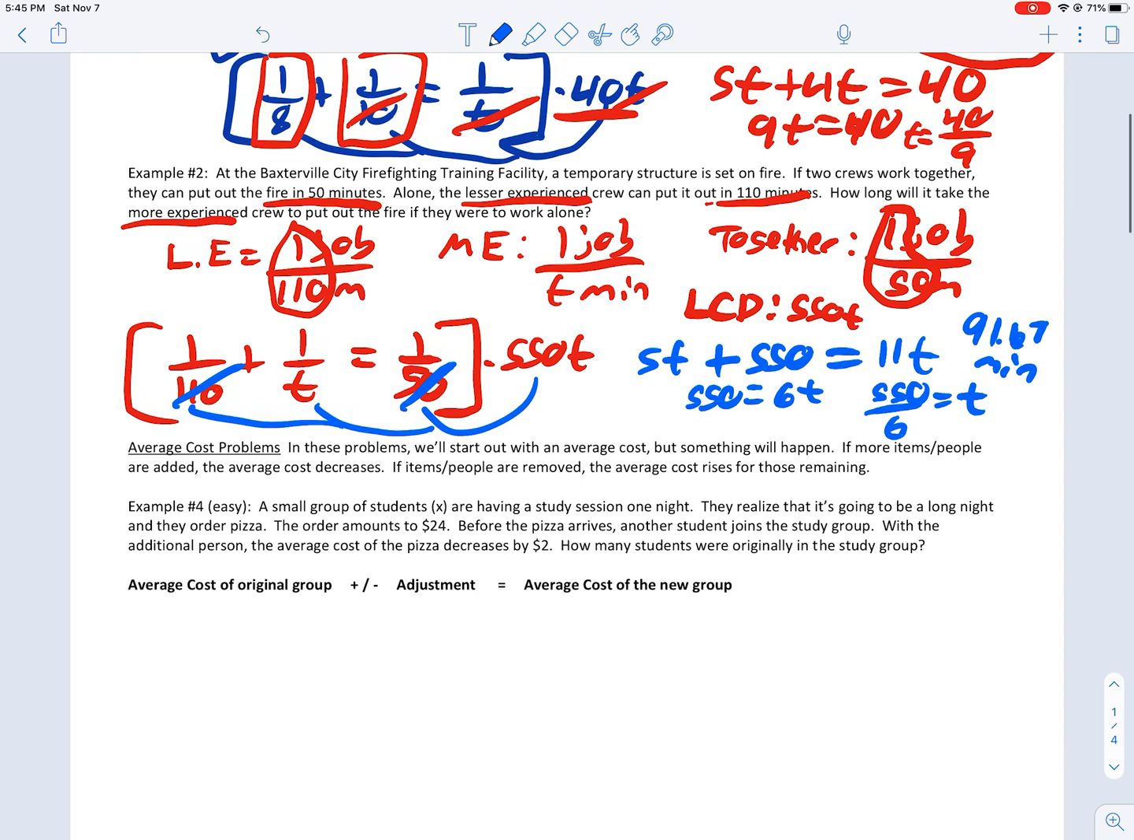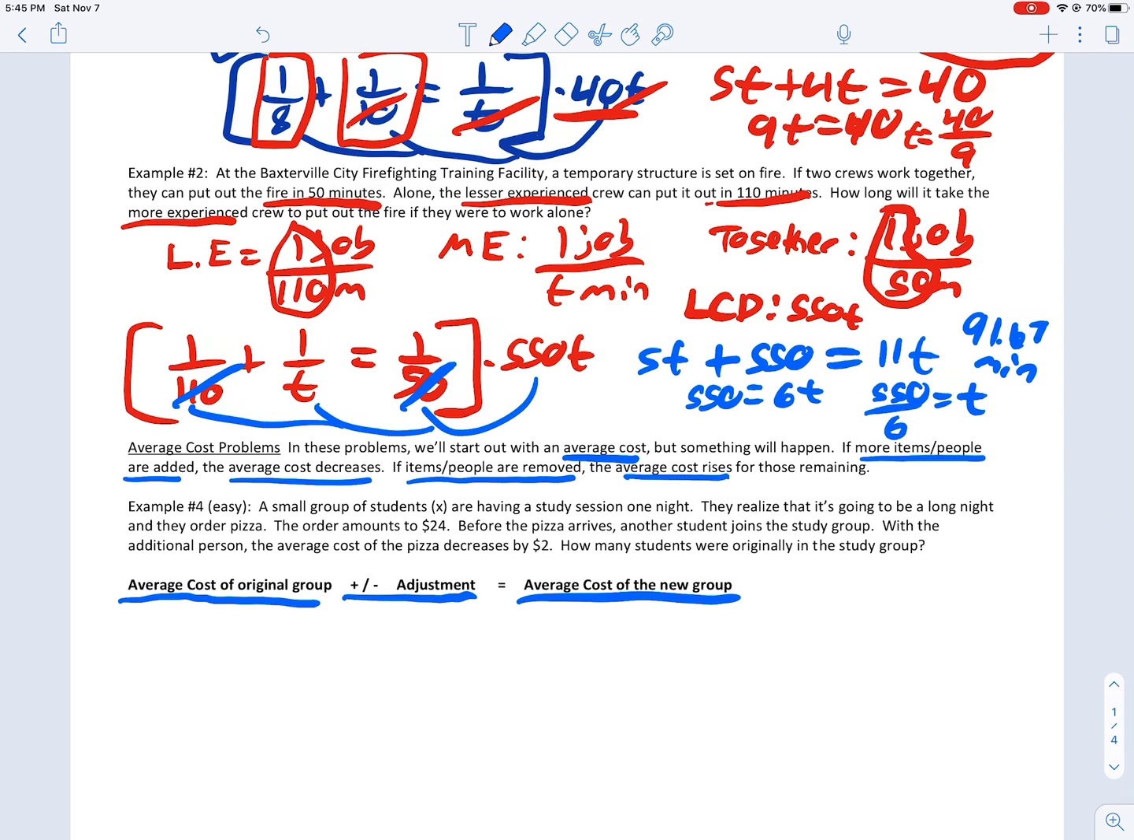Okay, the other type of word problem we have are average cost problems. So these are going to start out with an average cost, but then something's going to happen. Either more items or people are going to be added, so then the cost decreases, or items or people are going to be removed, so the average cost will rise. So as we do these problems, basically we're going to be thinking about the original cost of the group plus or minus the adjustment is equal to the new average cost.